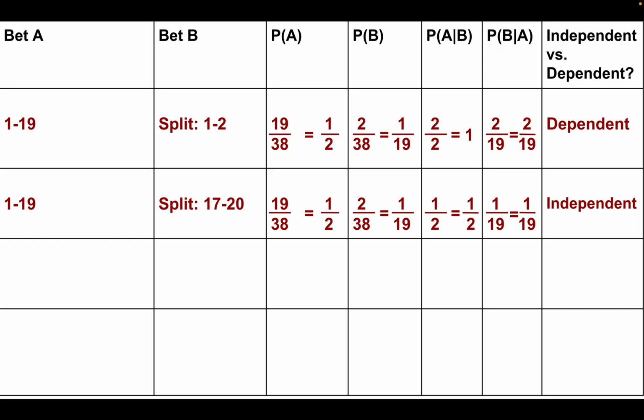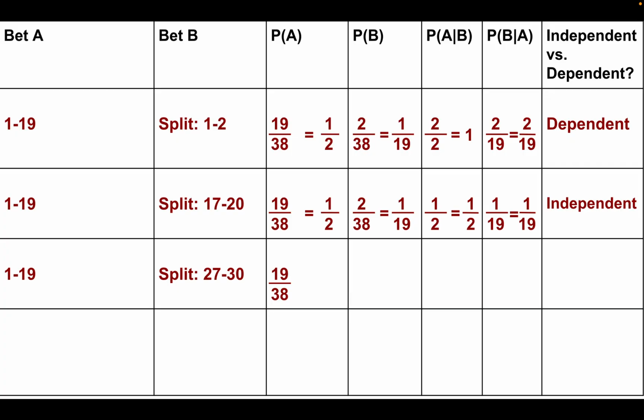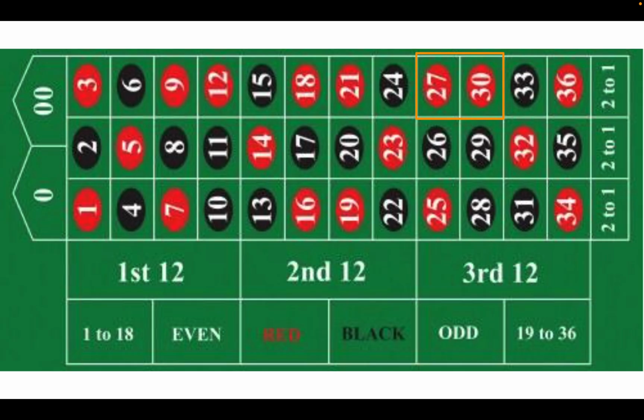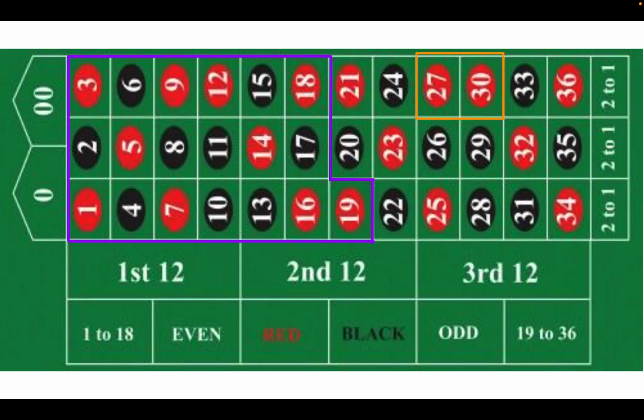Let's change the overlap again and show that this will mess up whether the bets are independent or not. So now let's do 1 through 19 and a split 27-30. So 1 through 19, that's the same bet. That's going to be 19 out of 38 or 1/2 probability of winning. 27-30, so now I've moved my region further to the right. So my probability of winning bet B is still going to be 2 out of 38 or 1 out of 19. But now when I look at my intersection, well, these bets don't overlap at all.